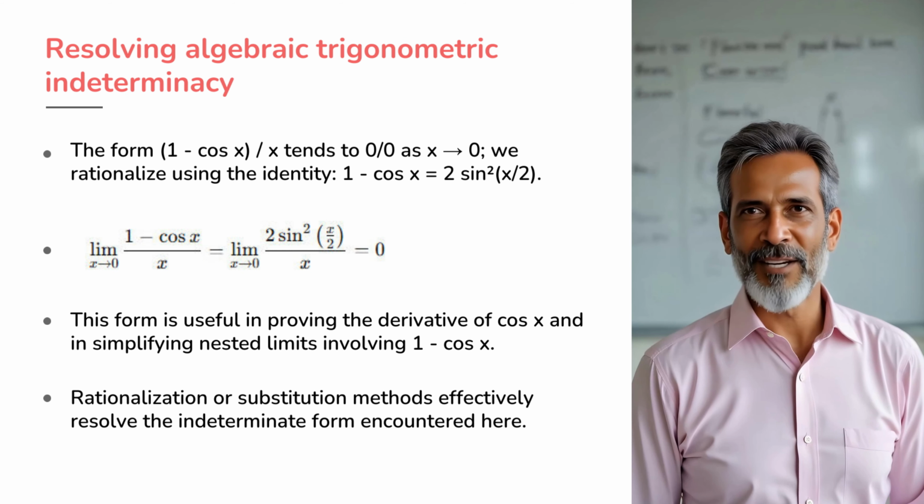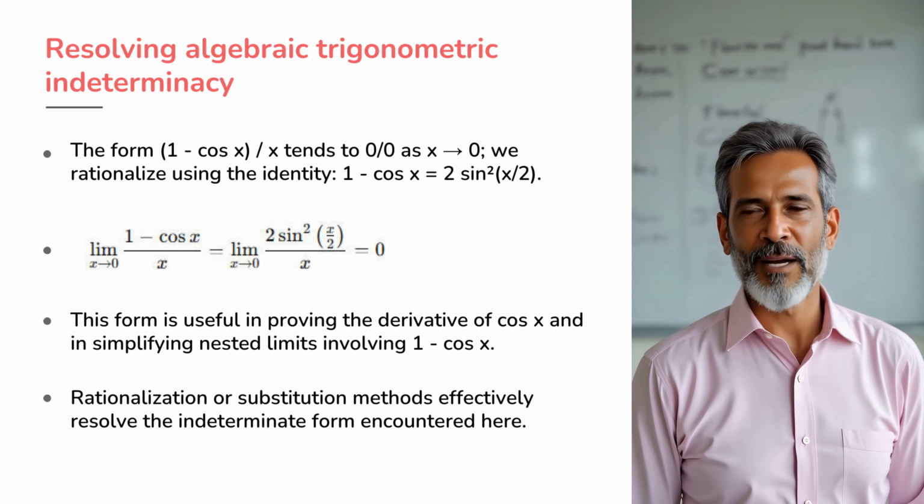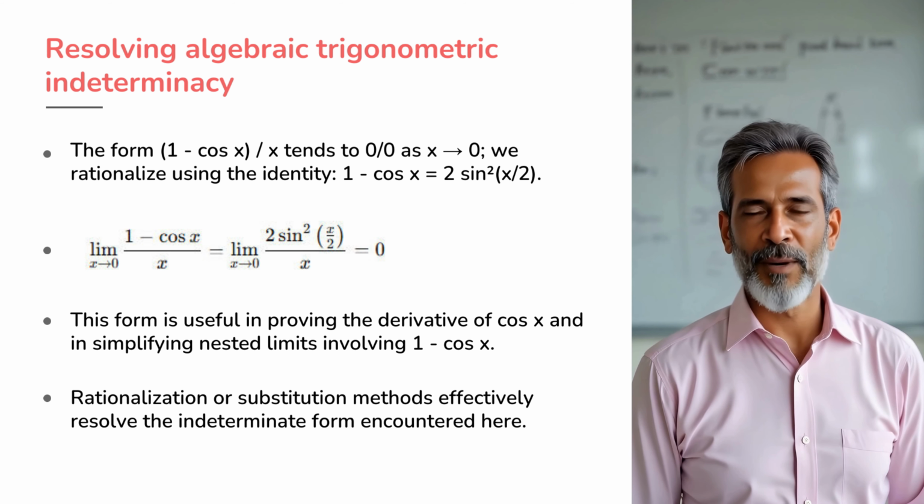Now, let's tackle a slightly different limit. The limit of 1 minus cosine x divided by x as x approaches 0. Direct substitution gives 0 over 0, classic indeterminate form.